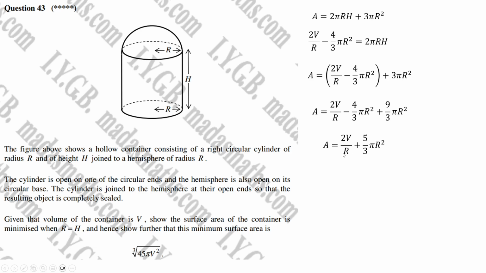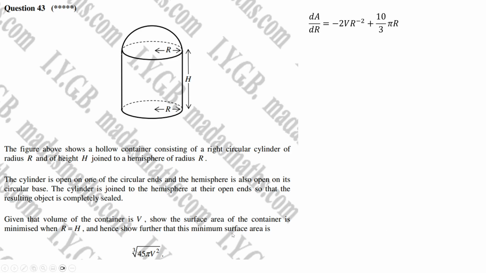We're going to differentiate with respect to capital R. So just forget v. V is a constant, remember, because it's fixed. Okay. You can say that this is 2v r to the minus 1, or you might be just comfortable differentiating this normally, but this becomes minus 2v over r squared, and then this becomes 10 over 3 pi r. That's the same thing as what I said. This is going to be equal to 0 because it's either a maximum or a minimum. In this case, it's a minimum.